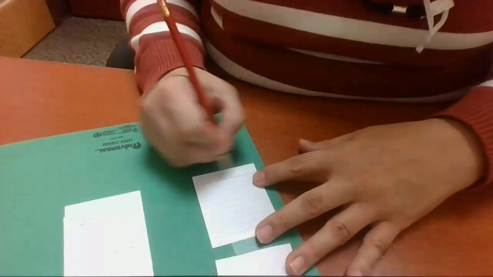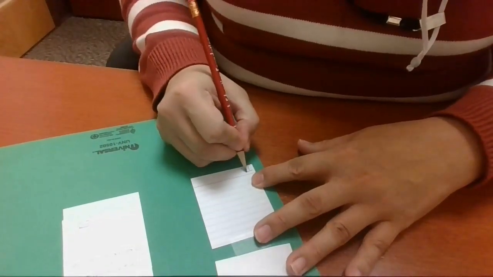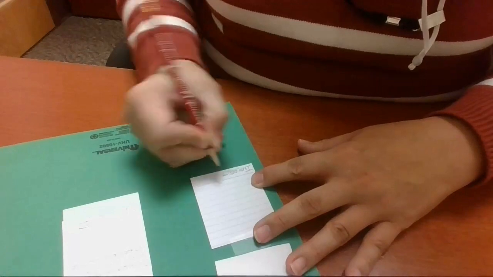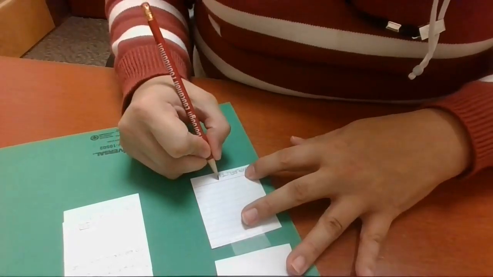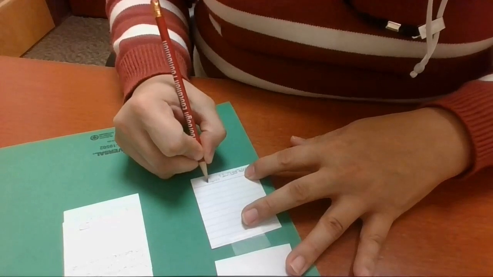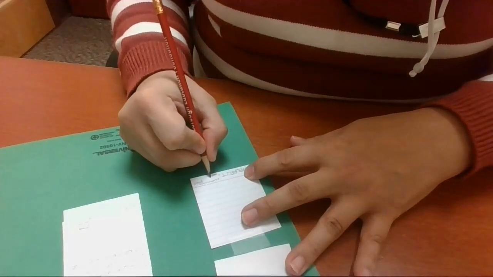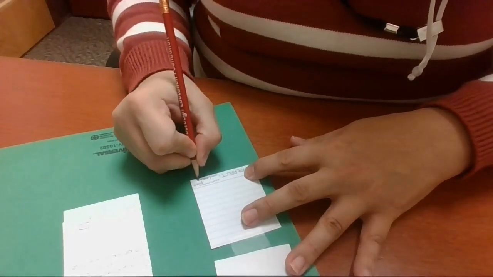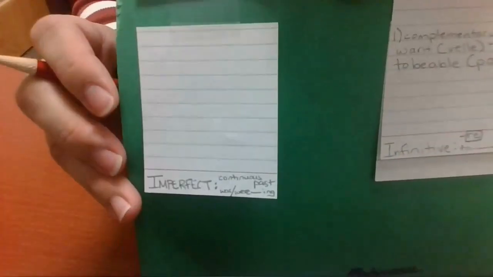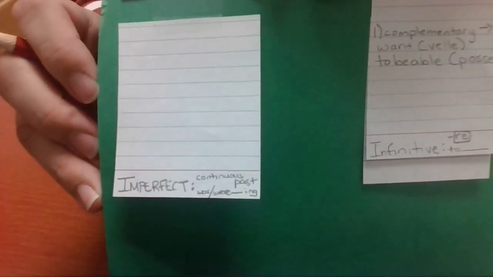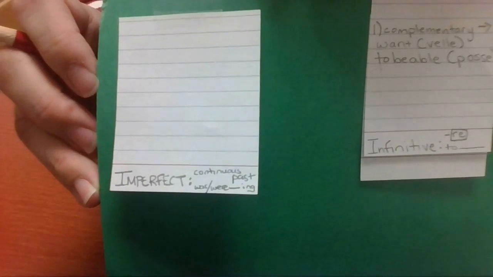Under the pink as the title of this card, I'm going to put imperfect. Then a colon, and I'll put continuous past, and was slash were blanking. You're going to have to write really small. So imperfect tense, continuous past, was or were blanking. Go ahead and pause the video if you need a little more time to do that.